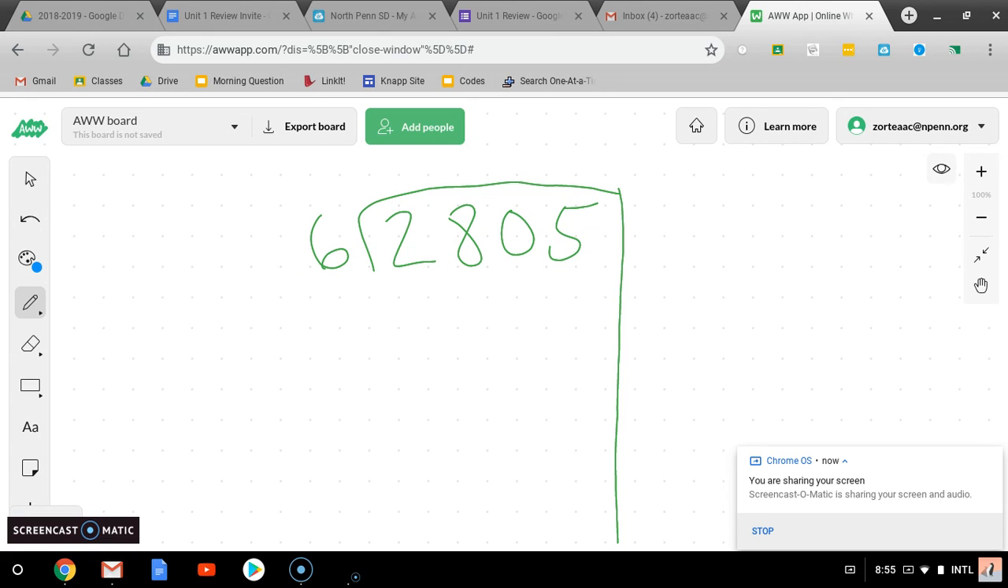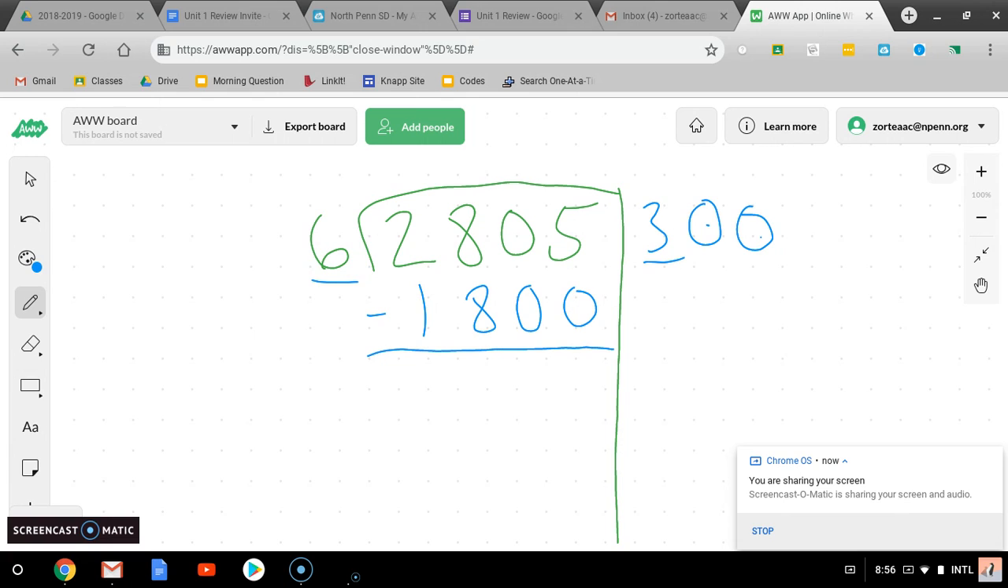So first I'm going to say, well, I don't know, maybe I can take out 300 groups. Well, what is 300 groups of 6? Well, remember, I can just do 3 times 6, which is 18, and then I have my 2 zeros. My next step is to subtract. 5 minus 0 is 5. 0 minus 0 is 0. And then 28 minus 18 is 10.